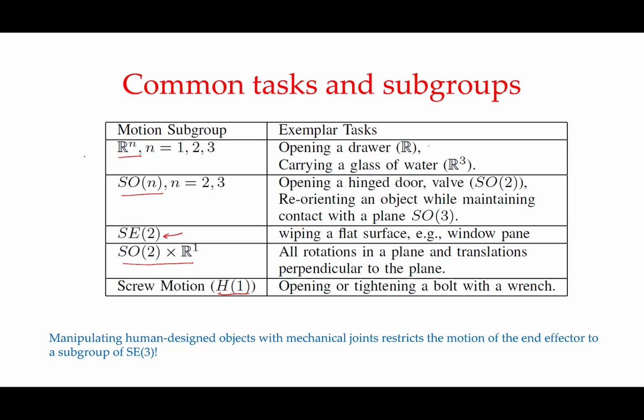Example tasks include opening a drawer, which is an example of motion restricted by a prismatic joint, opening a hinged door or a valve, which are examples of motion restricted by revolute joints, opening or tightening a bolt with a wrench, or screwing or unscrewing a bulb, which are examples of screw motion. In summary, for planning motion for manipulating human-designed objects with mechanical joints, the motion of the end effector is restricted to a subgroup of SE3.